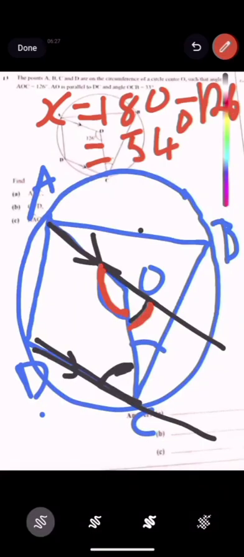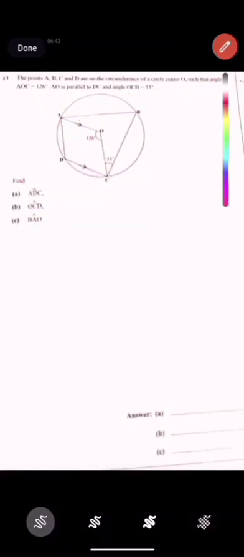Okay, so this angle here is 54 degrees, meaning this one is also 54 degrees. Okay, let's go to the last question. So the last question says BAO.